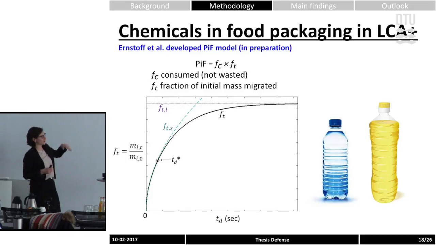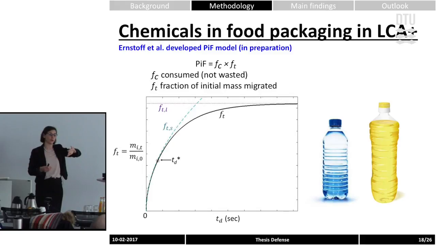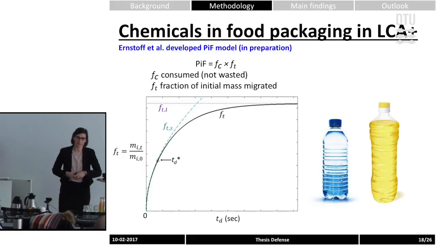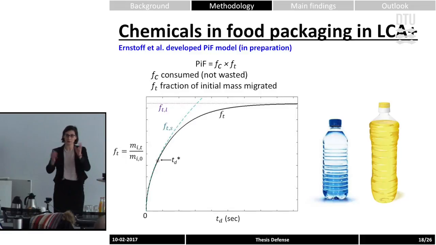And the height of this curve is determined by the equilibrium of the chemical with the food, which is a function of the food, the chemical, and potentially plastic properties, although there's not enough data to know if that's true. And here, for example, I just show the water and the oil, because if you ever remember those experiments, maybe from when you were 10 years old, where you put the water and the oil in a jar and you shake it up and you realize that they're separating.